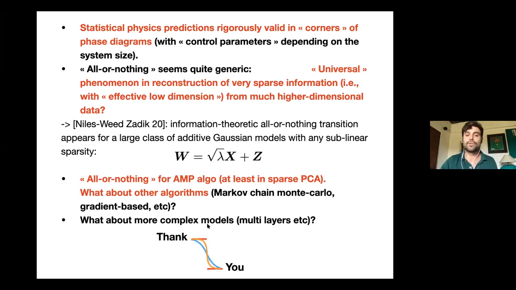Another question is, what happens in more complex models? Here I've discussed single layer learning problems. What happens when you have multi-layer, for example? Is it still the case, or do things smooth out? I have no idea. And of course, the most fundamental question is, why does this phenomenon happen? I don't have an answer right now. I don't have a real understanding of why this thing is going on. Now we know it happens in a wide generality. I think it's very important to understand why this is the case. And I will stop there.